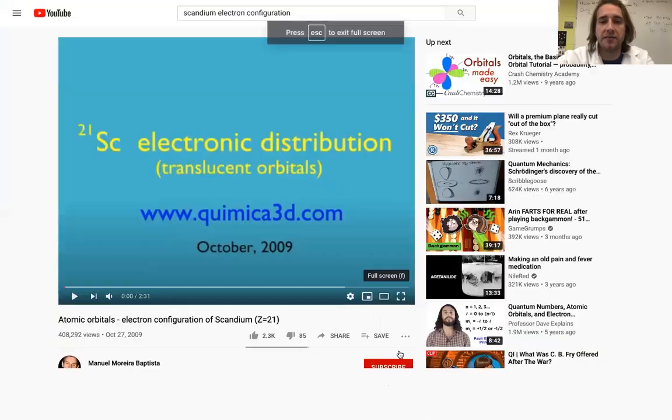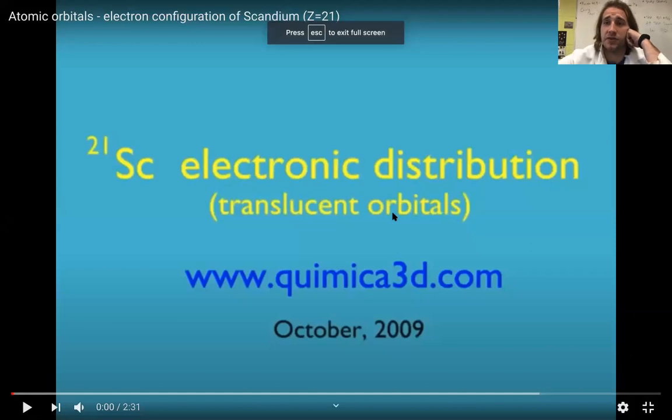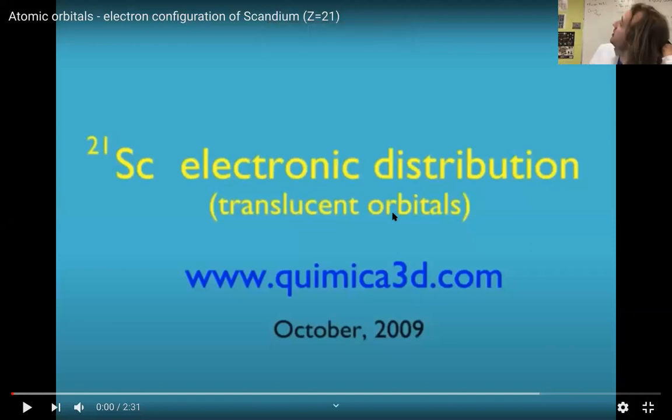So here we've got our scandium. So scandium, if you look on the periodic table, scandium, Sc, is number 21. We're going to assume it's neutral, so it's got 21 protons. It's going to have 21 electrons. And we want to say, where are we going to find these 21 electrons?